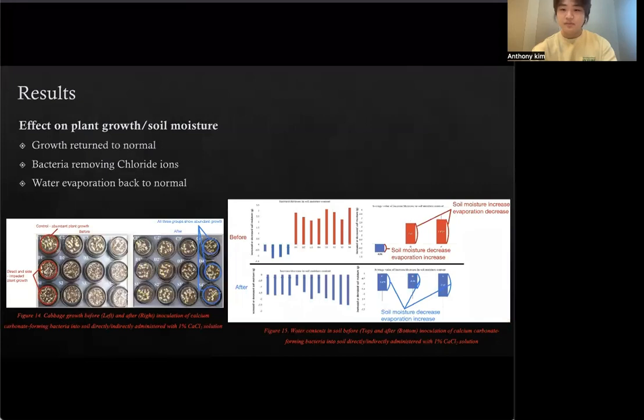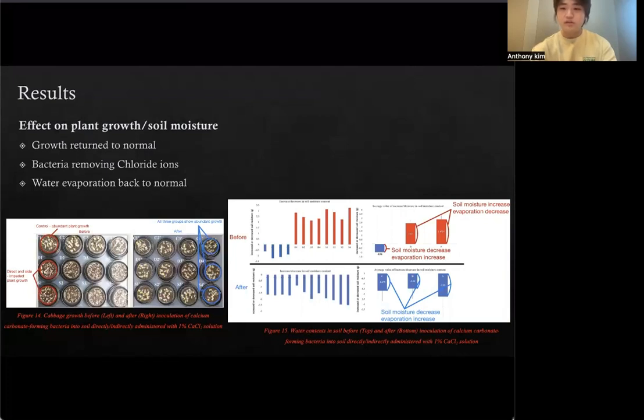Now for the results after the bacteria was added. First, the plant growth was restored back to normal with the bacteria. Visually, when looking at figure 14, with before on the left and after on the right, while the direct D and the indirect S groups' plants struggled to grow before administration, the direct and indirect groups' plants flourish as much as the control group after the adding of bacteria on the right.